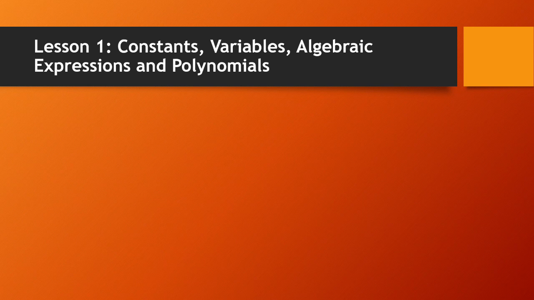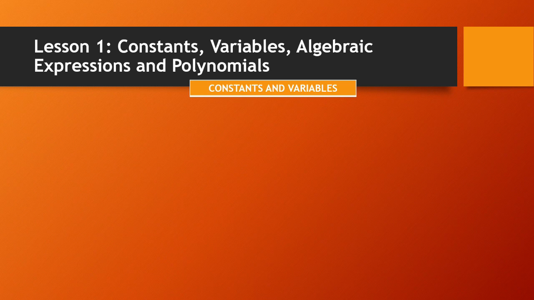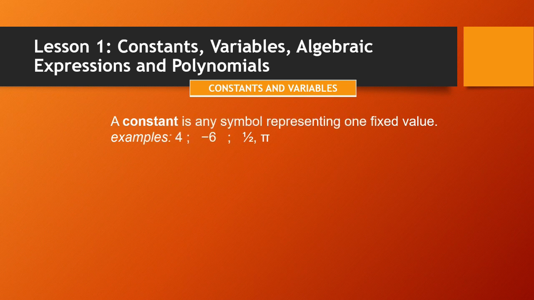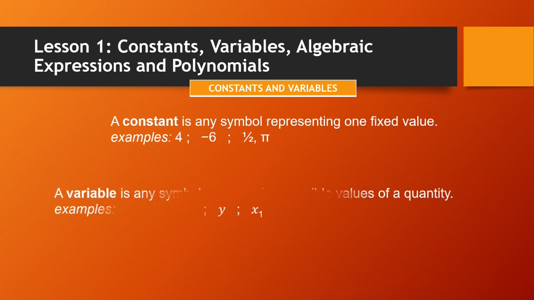So a constant is any symbol representing one fixed value. Examples: 4, -6, 1/2, pi, and so on. While a variable is any symbol representing possible values of a quantity. Examples: a, b, x, y, and x sub 1. So a variable is any symbol or letter representing any number, and it is written after the constant.